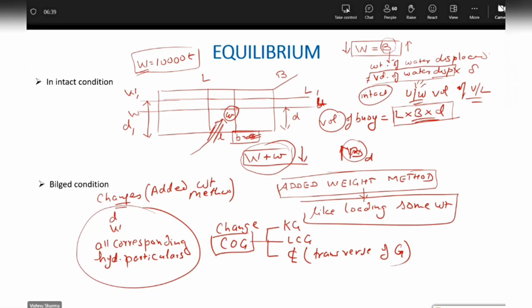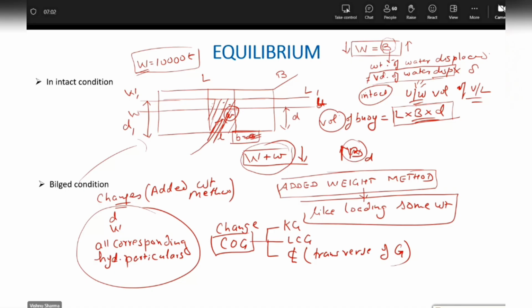What will happen? The water will first enter here, and as she sinks, the water will keep rising and the water will fill up to the final water line. This will happen in the bilged condition under the added weight method. If you want to take a screenshot of this page, you can take it, because once you look at it, probably you'll be able to recall what I have tried to explain.